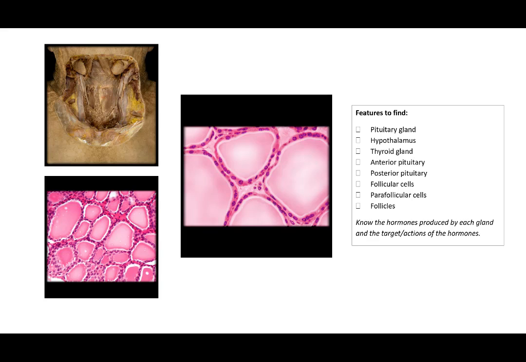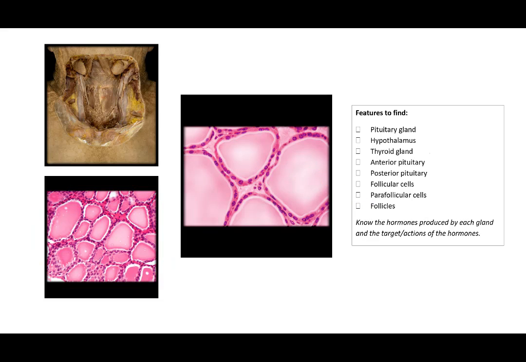When you make a histological slide, you'll see this. When you zoom in more, you'll see this. Follicular cells are the cells that actually form these circles. So we have follicular cells all throughout here. Parafollicular cells are outside of the circles. Follicles is actually what the circles are called.